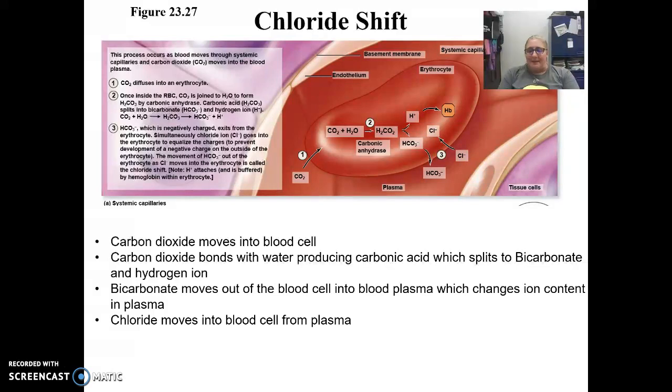When that happens, if nothing changed in our blood, we would end up having more negatively charged electrolytes than we need in our system, and that could cause problems. So chloride ions from the blood move into the erythrocyte, maintaining the electrochemical gradient. That's what I wanted to say, okay?